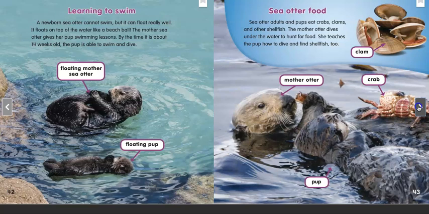So why do you think that the mother otter teaches her pup to dive and find shellfish? Yes, the pup needs to learn how to find food for itself. When the pup grows up, it will have to find its own food.